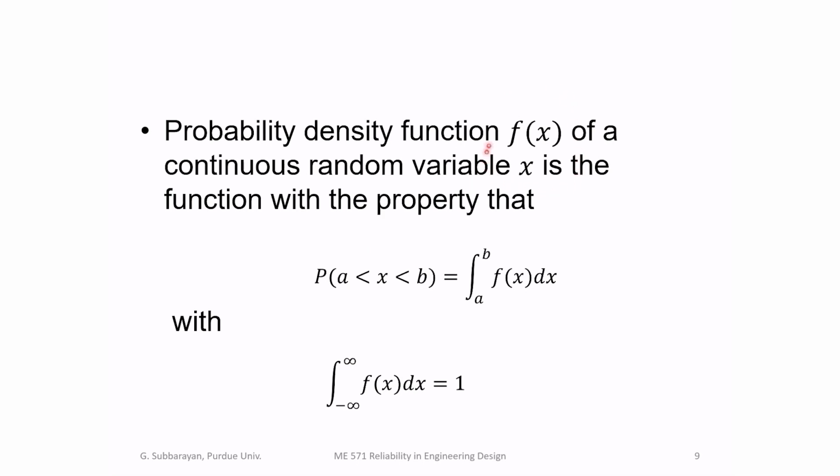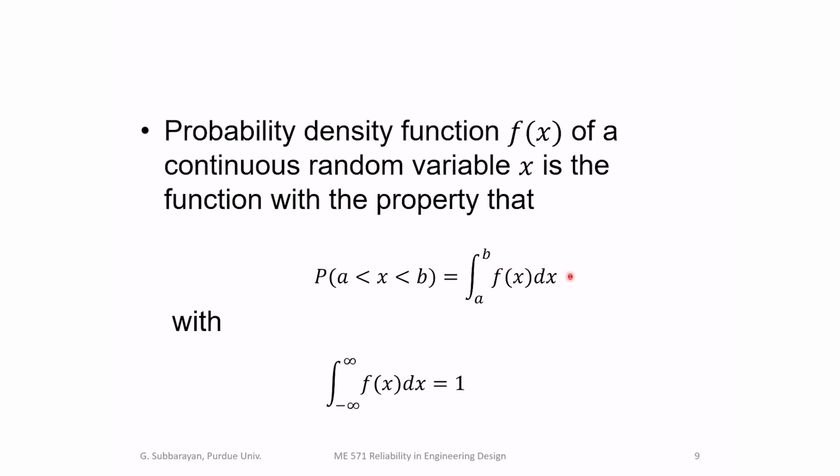Okay, so the probability density function f of x of a continuous random variable x is a function with the property that the probability of a less than x less than b, that is, x lying between a and b, is the integral of f of x dx between the limits of a and b. So the probability that x would lie between a and b is the integral of f of x, the PDF, from a to b. As a trivial case, what's the probability that the x value would lie between x and x plus dx? That's just going to be f of x dx.